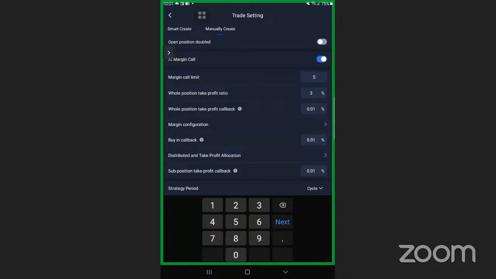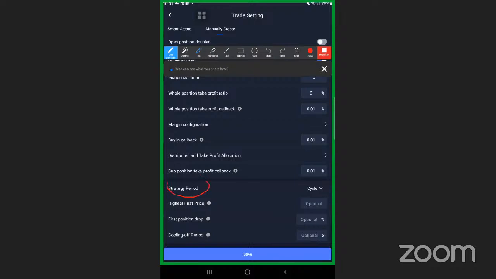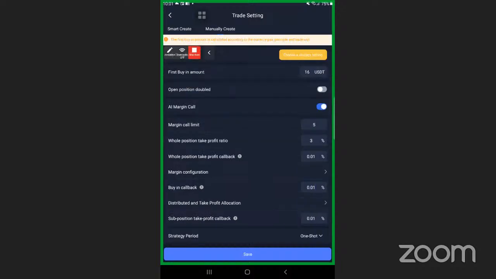All right. Now let me come back here. Make sure that we are trading on the strategy period here. Don't forget to change here. On strategy period, it should be one shot. So you tap on the cycle, it changes to one shot. Are we together?